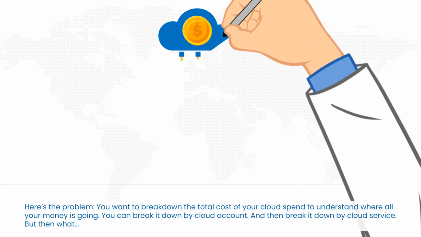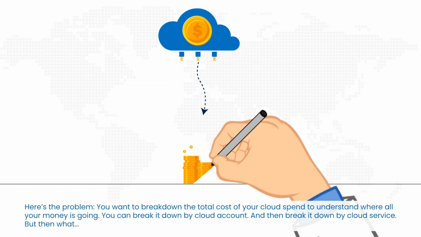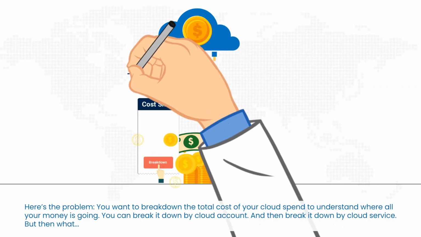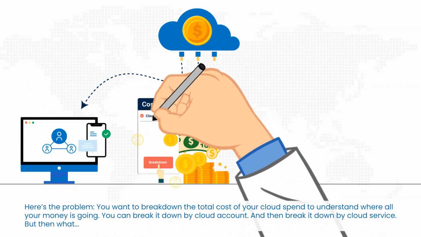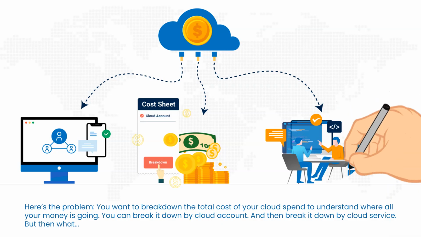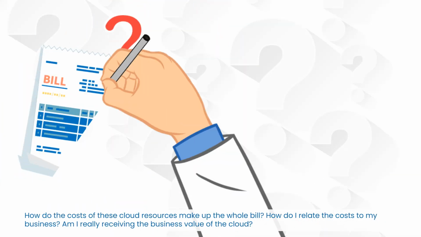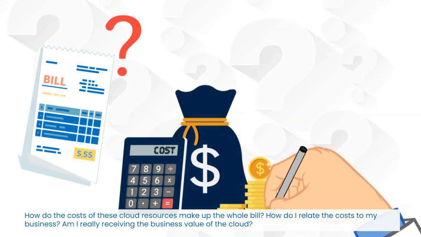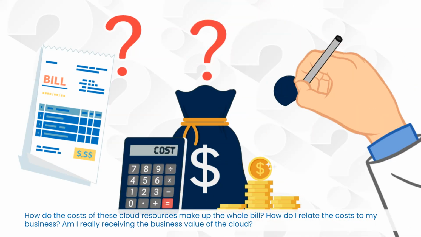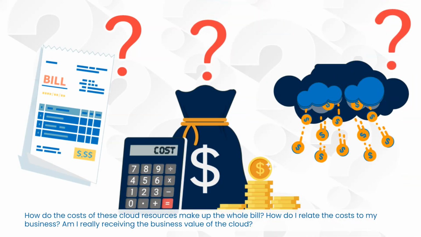Here's the problem. You want to break down the total cost of your cloud spend to understand where all your money is going. You can break it down by cloud account, and then break it down by cloud service. But then what? How do the costs of these cloud resources make up the whole bill? How do I relate the cost to my business? Am I really receiving the business value of the cloud?